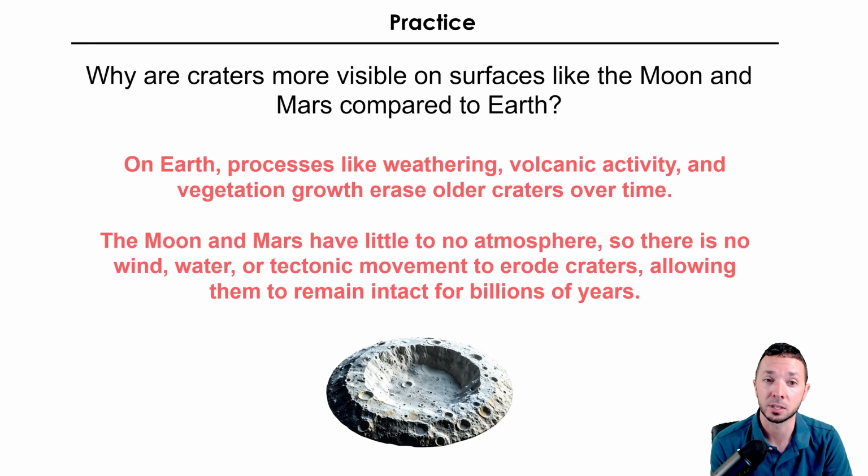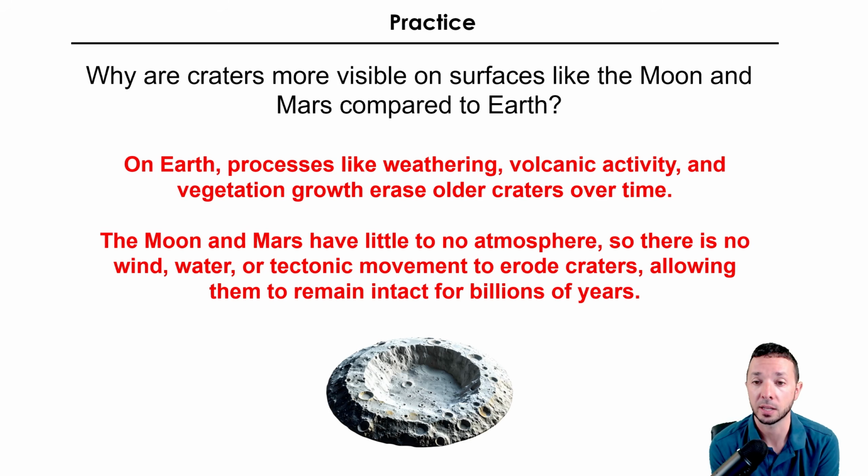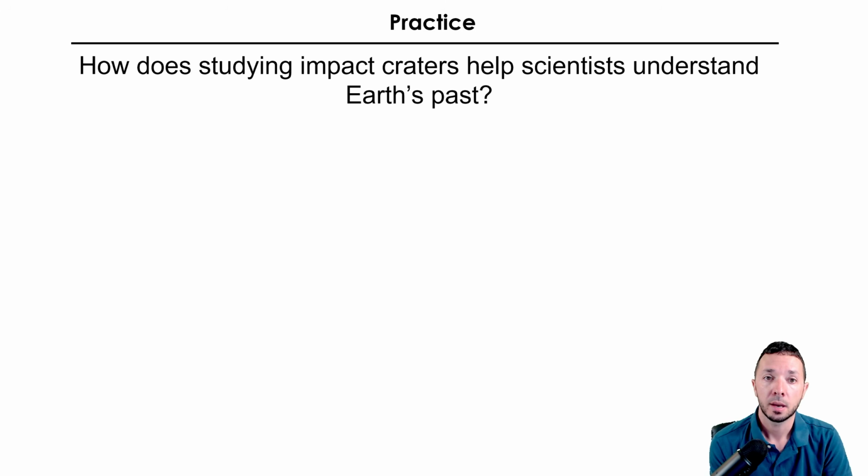Some answers to this could be: on Earth, processes like weathering, volcanic activity, and vegetation growth erase older craters over time. The moon and Mars have little to no atmosphere, so there's no wind, water, or tectonic movement at all to erode the craters, allowing them to remain intact for billions of years, which is why they're so useful to study. How about this question?